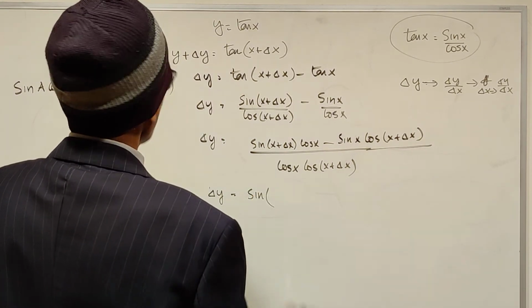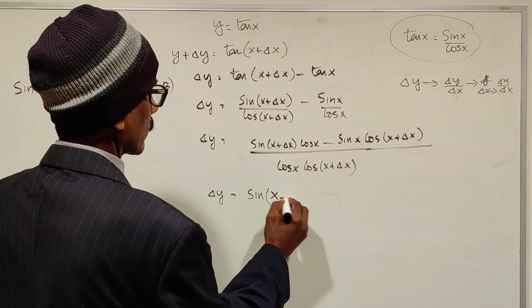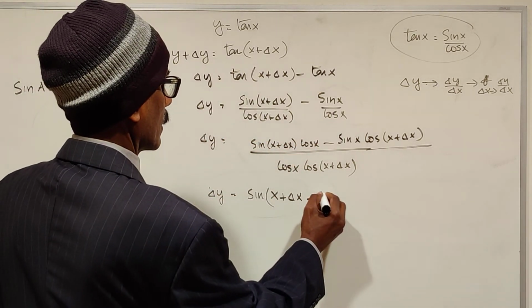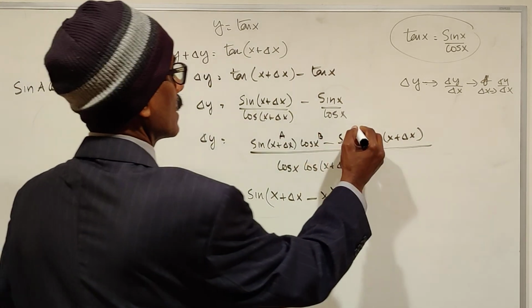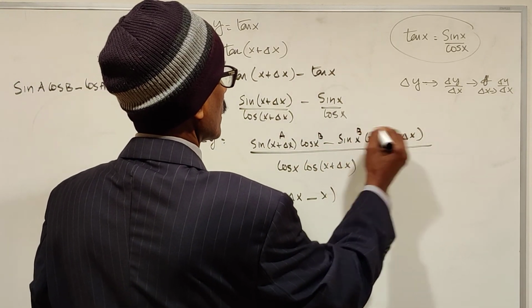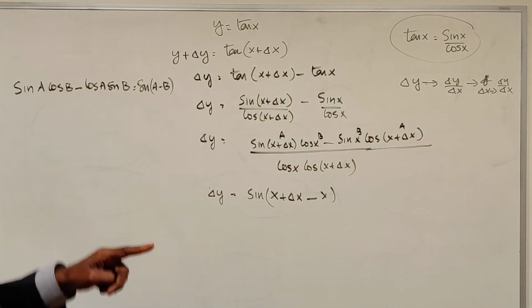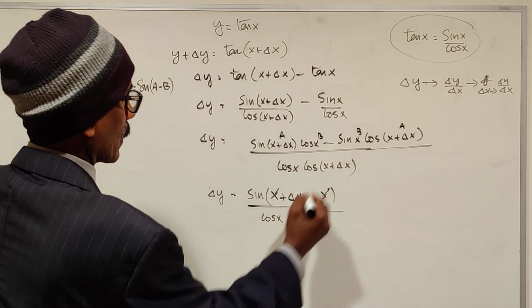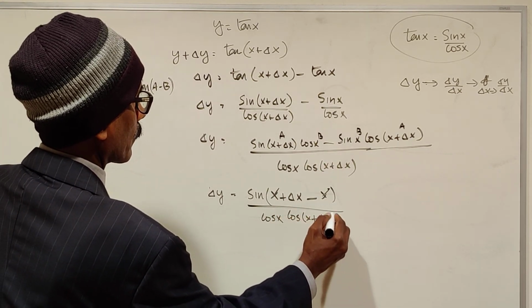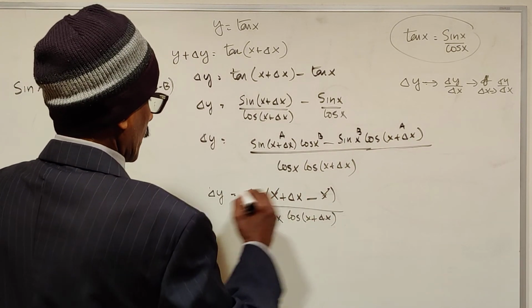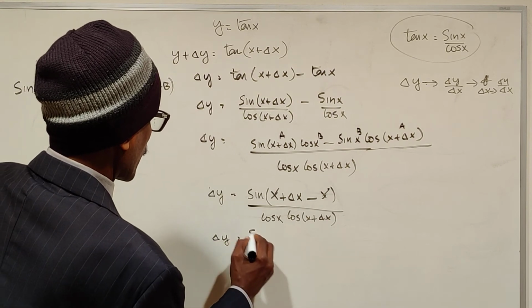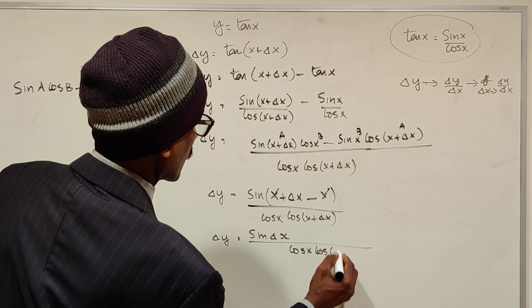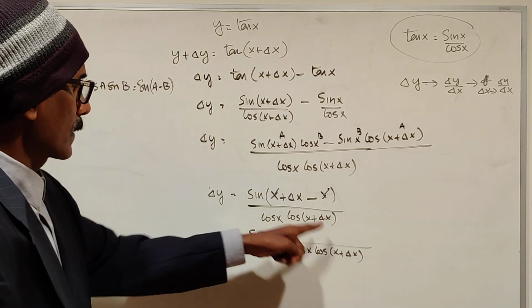Here, sin of, what is a here? a is x plus delta x, minus b. What is b here? b is x. See, this is a and this is b, and the denominators are both the same. So x cancels out, divided by cos x into cos(x plus delta x). So delta y equals sin delta x divided by cos x cos(x plus delta x).